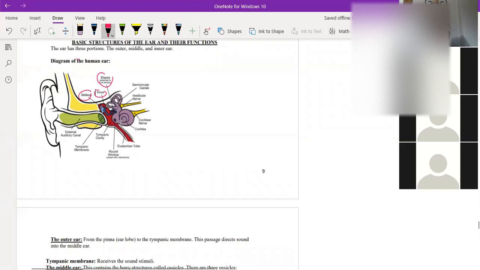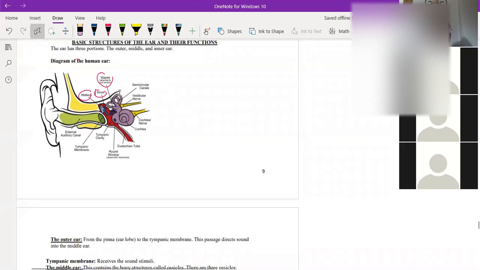The inner ear has that snail-like structure, which is called the cochlea. They also have a part called the vestibule, somewhere around here, but the snail part is called the cochlea. Now, the cochlea is for hearing. The vestibular part is for balancing. Cochlea for hearing, vestibule for balancing.